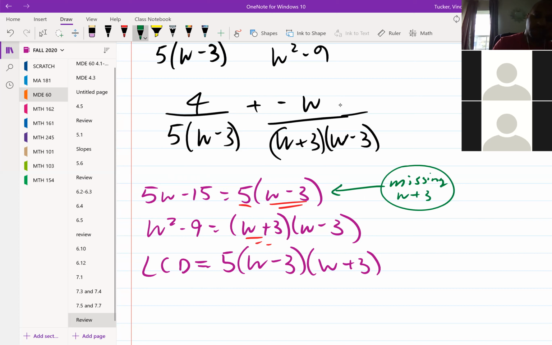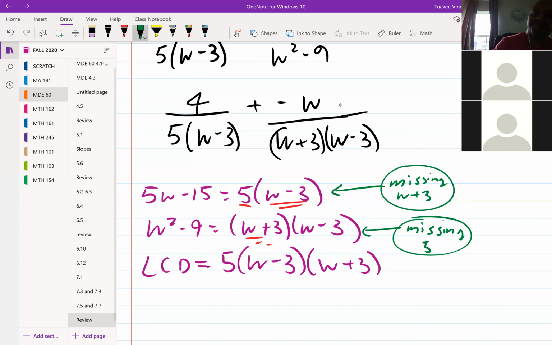Did you finish? I'm trying to get worded just right so I'm not confusing. I have a w minus 3 with the w squared minus 9 and a w minus 3 in the 5w minus 15. Wait, hold on, I'm getting confused. The w plus 3 has to be added to the 5w minus 15 to make it an LCD. Oh, God, it took some brain cells.